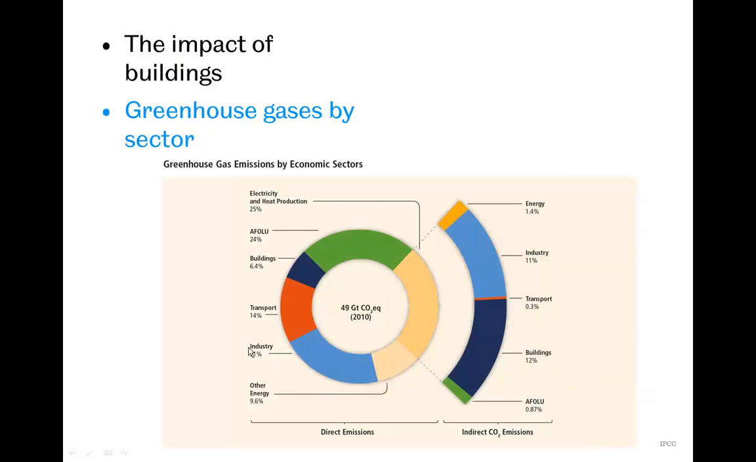Also of relevance to architectural and urban designers, transport is 14%, so that's a big factor. And certainly in terms of urban design, you as an urban designer, you can make a big influence on transport distances, transport journeys.